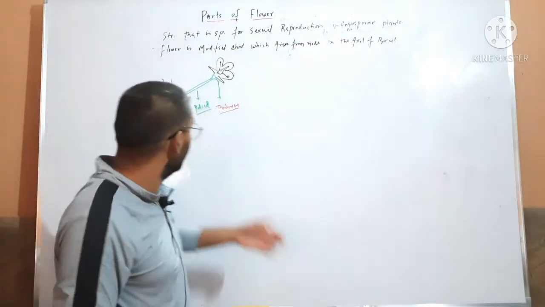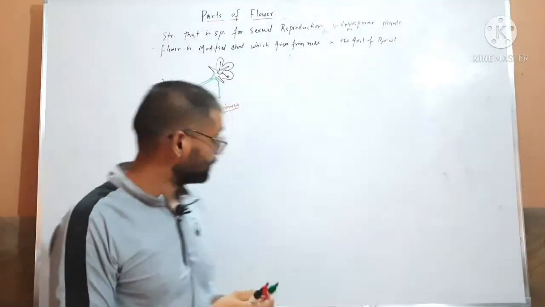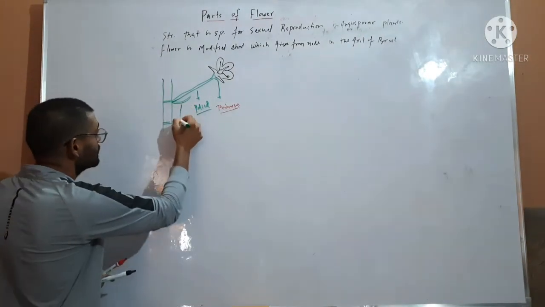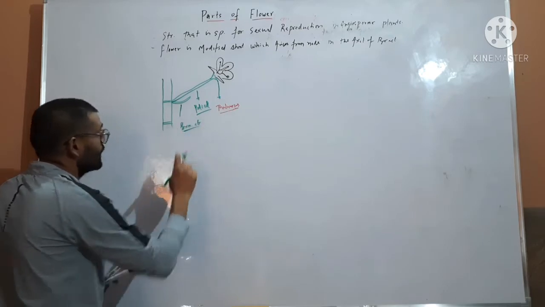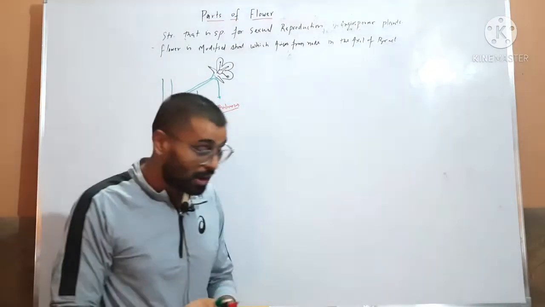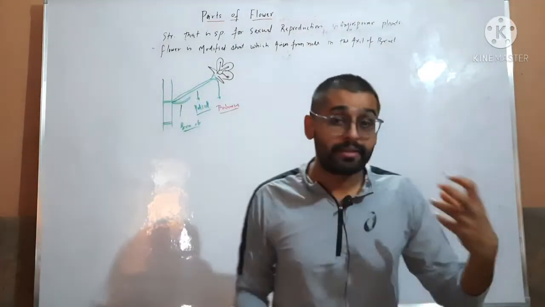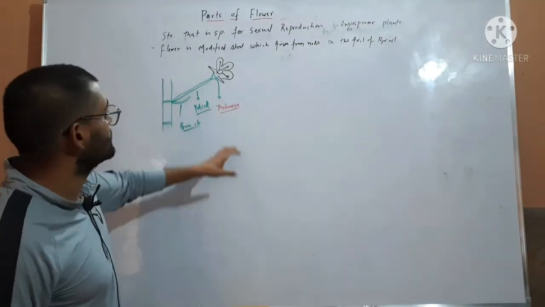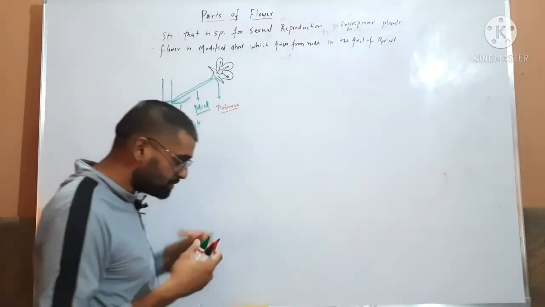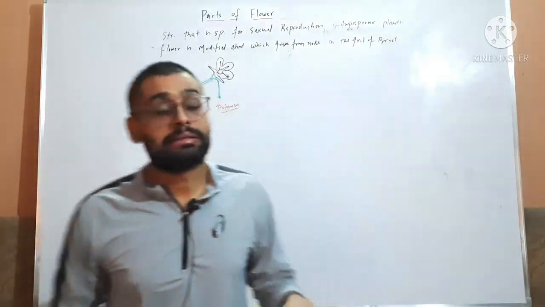So first, the flower arises from a node at the axil of a bract, and the branch of a flower is called pedicel, and the terminal part of a pedicel becomes swollen and flat. This is called thalamus, and all the parts of the flower are inserted on this thalamus.